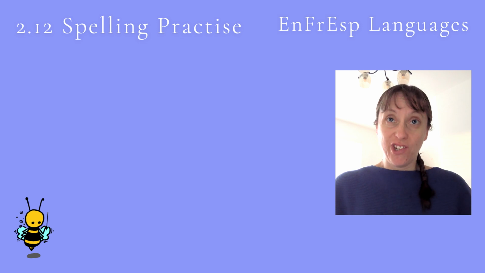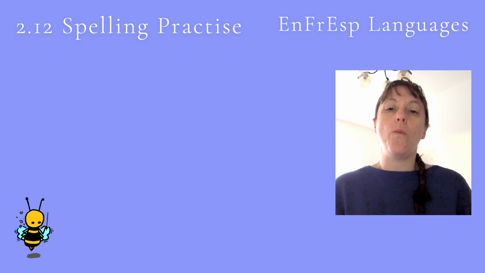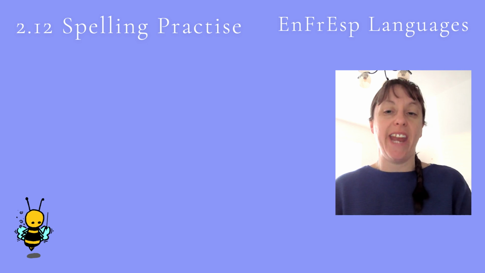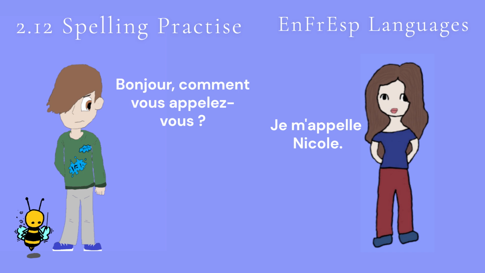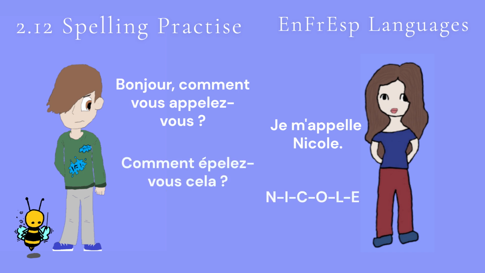I have a French name, Nicole. Let's look at a scenario where a person called Nicole is introduced and then spells her name. Bonjour, comment vous appelez-vous? Je m'appelle Nicole. Comment appelez-vous cela? N-I-C-O-L-E.